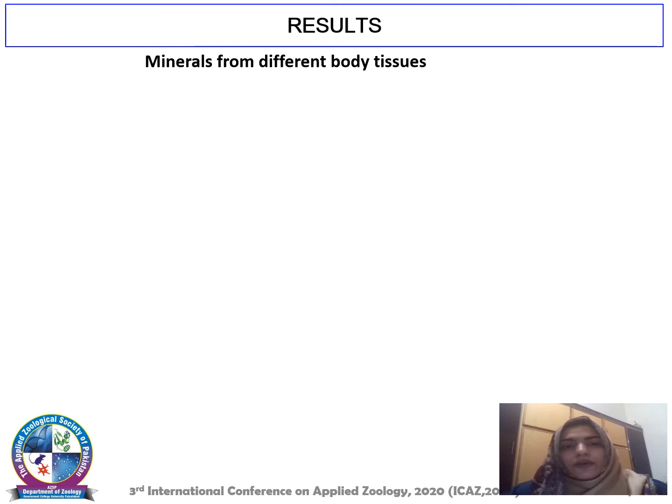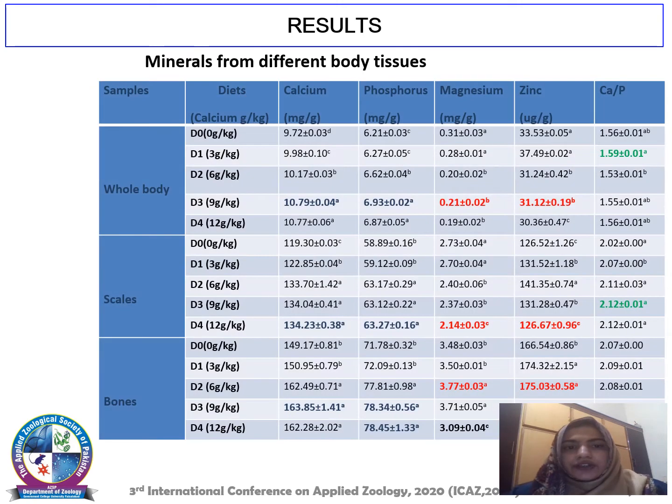In the mineral analysis from different body tissues, in the whole body sample, the calcium and phosphorus concentration was maximum in the 9 gram per kg diet. The magnesium and zinc concentration was minimum in this diet. The calcium and phosphorus ratio was maximum in the 3 gram per kg diet, while in scale samples the calcium and phosphorus concentration was maximum in the 12 gram per kg diet, and magnesium and zinc concentration was minimum at this level.